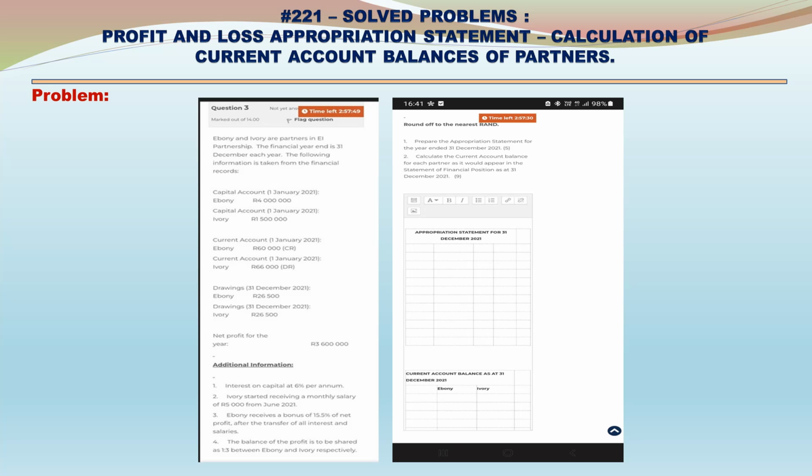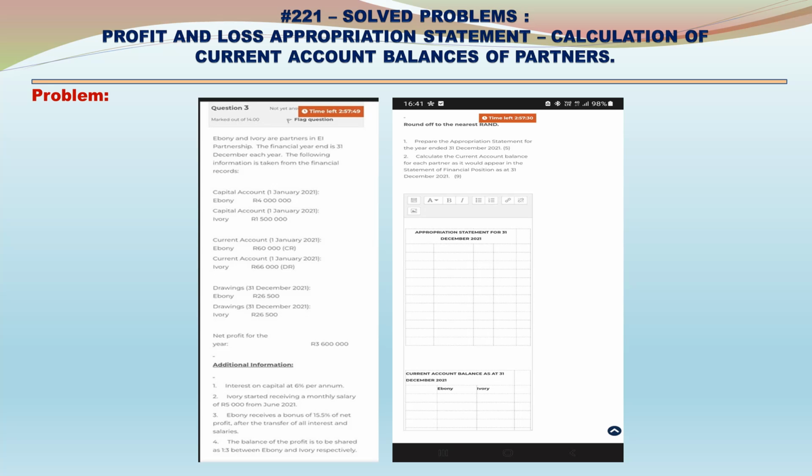Net profit for the year 3,600,000. Additional information. 1. Interest on capital at 6% per annum. 2. Ivory started receiving a monthly salary of 5,000 from June 2021. 3. Ebony receives a bonus of 15.5% of net profit after the transfer of all interest and salaries. 4. The balance of the profit is to be shared as 1:3 between Ebony and Ivory respectively.